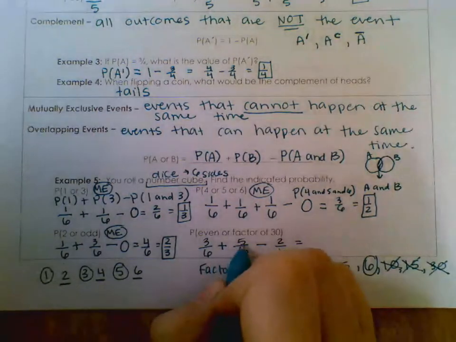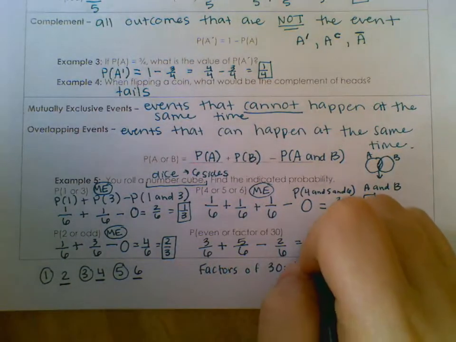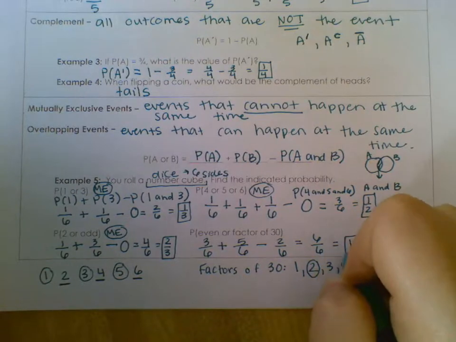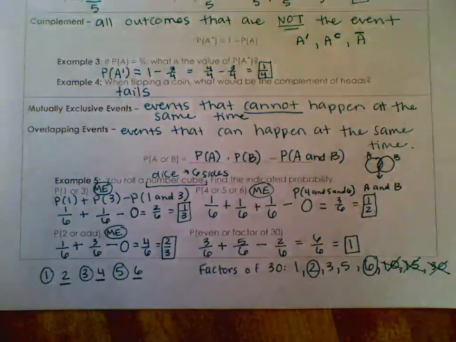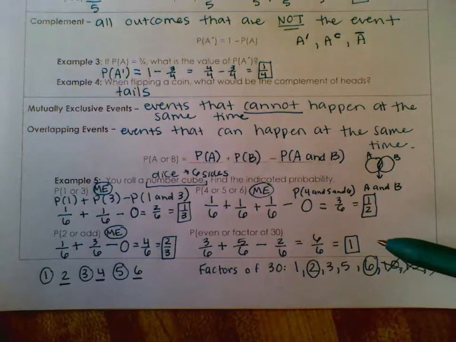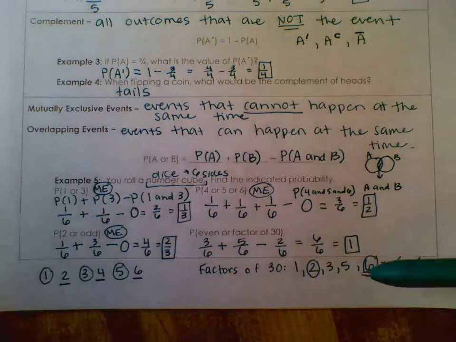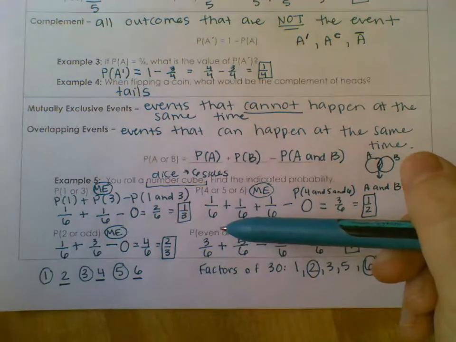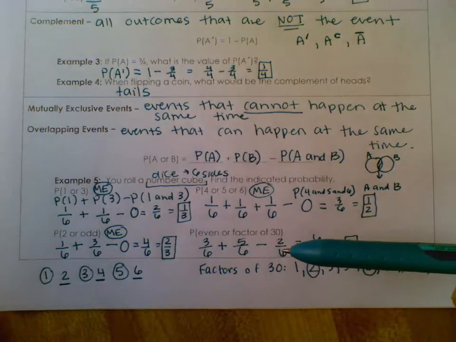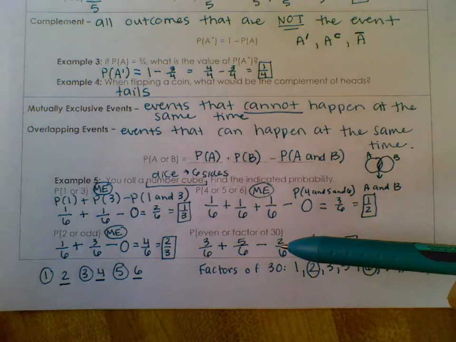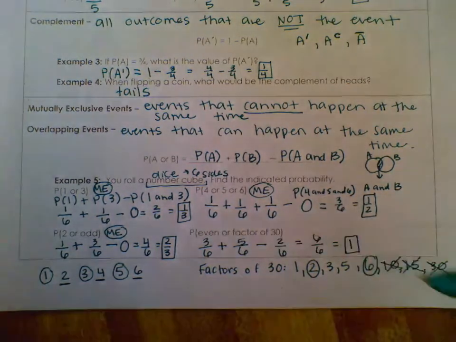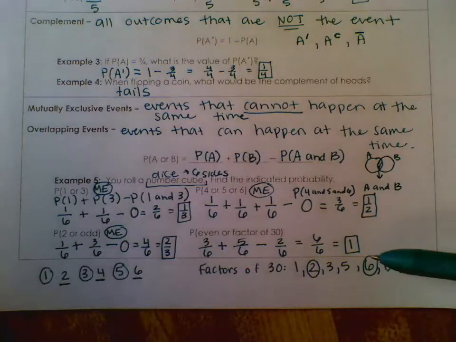So 3 plus 5 minus 2 is 6 out of 6. And what does 6 out of 6 reduce to? 1. And what does the probability of 1 mean? That means it's guaranteed to happen. When I roll a dice, I'm guaranteed to either get an even number or a factor of 30. It could even be both at the same time. Every single number that you roll on a dice will fall into one of those categories. It's guaranteed to happen.